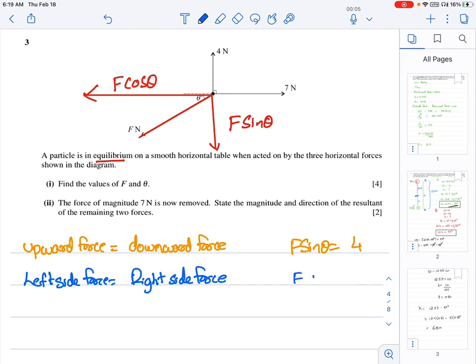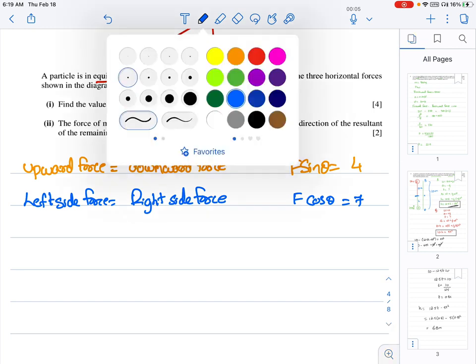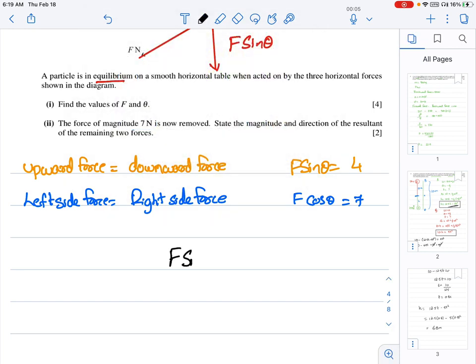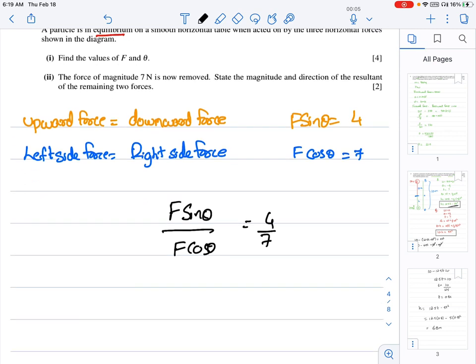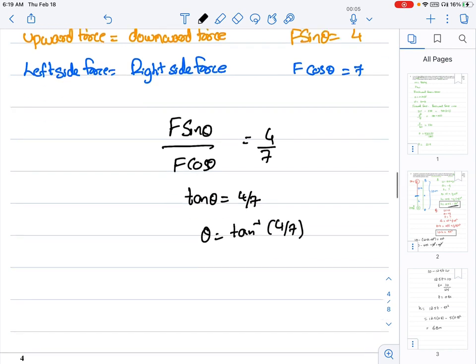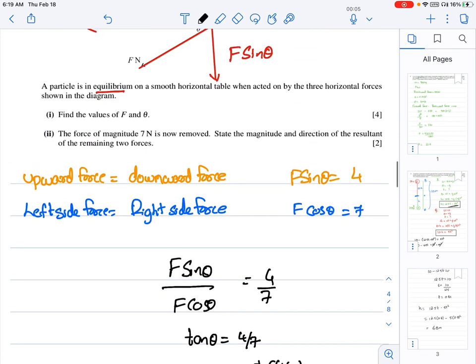So I get f cos theta is equal to 7. Then what do I do? I divide both. F sin theta divided by f cos theta is equal to 4 upon 7. So from there, tan theta is equal to 4 upon 7. Theta is equal to tan inverse 4 upon 7, which is 29.7 degrees.